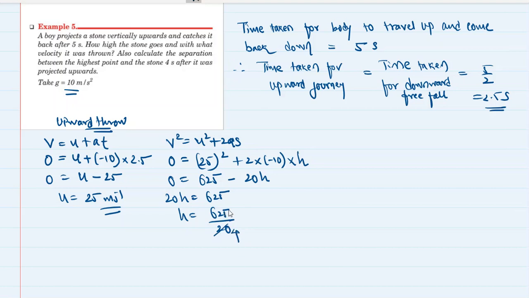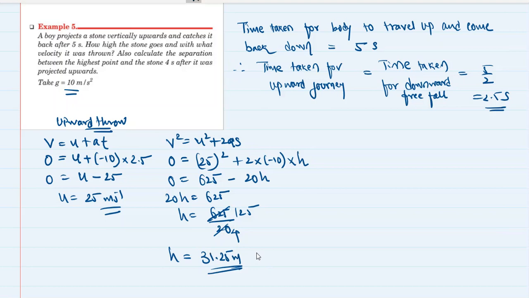So 5 4s are 20, 125s are 125, 5s are 625, I think so. Yes. So 125 divided by 4, that is the height. The half of 125 is 62.5, and half of 62.5 is 31.25. So height attained by the stone is 31.25 meter. That is the maximum height it attains.